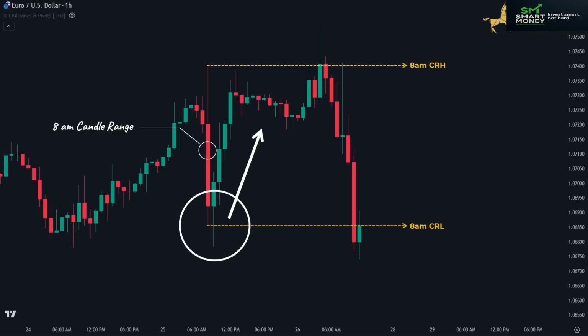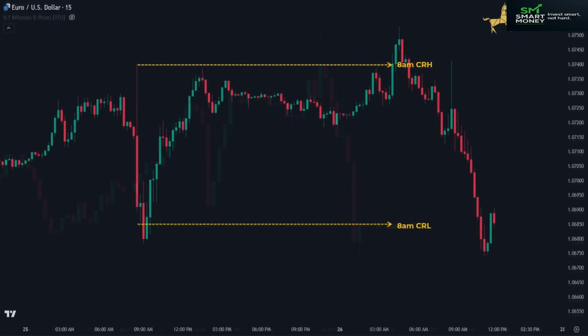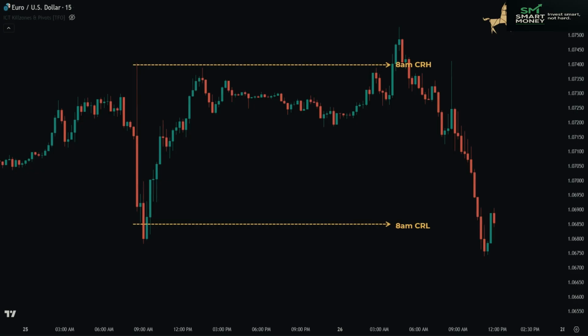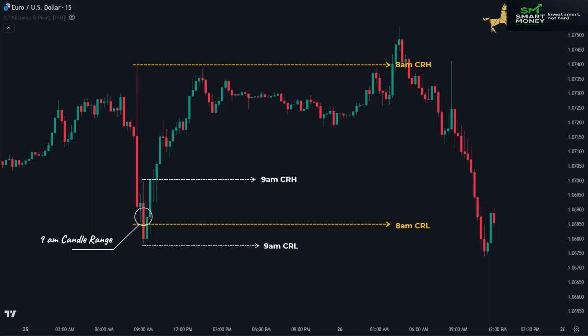Let's see. If we were behind the screen and monitoring the market, how could we enter the market with this CRT model? After identifying our range candle and drawing the high and the low of the range candle as the CRH and CRL, we need to zoom into the 15-minute time frame to gain a clearer view of price action, and also to monitor the candlestick better. In the next step, we should wait for the 9 a.m. and monitor the price action in this specific time.